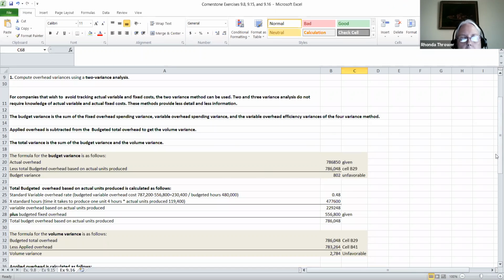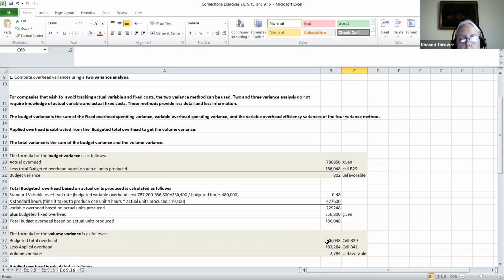So that's how you calculate the budget variance in the 2 variance analysis. The other analysis that you're going to create in the 2 variance analysis is the volume variance. And it is the same volume variance that we came up with on exercise 915 that we did previously. The formula for the volume variance is as follows.